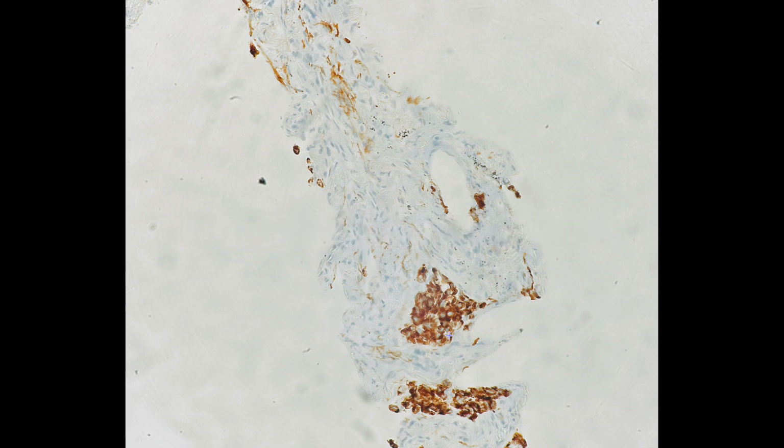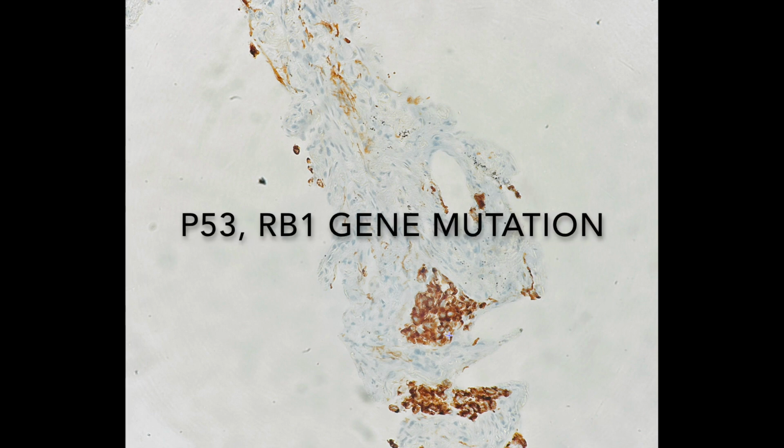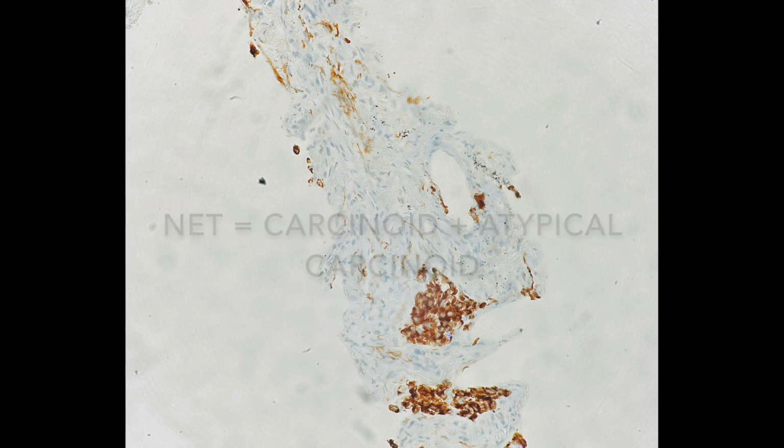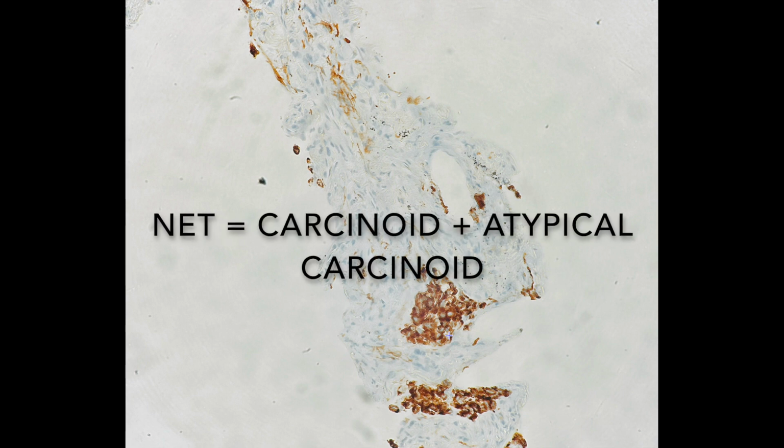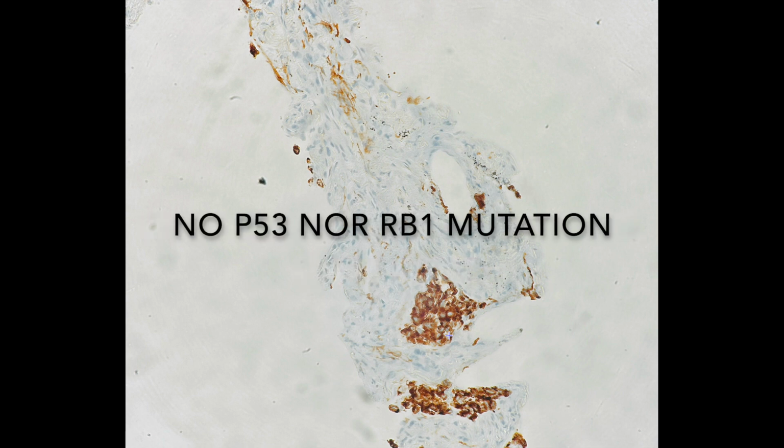Of note, neuroendocrine carcinomas are made up of small cell carcinoma and large cell carcinoma. Genetically, they oftentimes have a p53 and retinoblastoma 1 inactivation. Neuroendocrine tumors, on the other hand, in the lungs are carcinoids and atypical carcinoids, and they don't have that p53 retinoblastoma 1 inactivation.